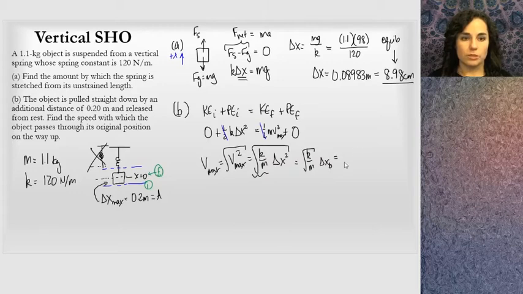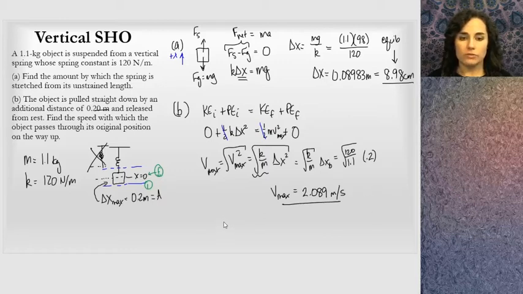So let's plug numbers in. I get the square root of 120 over the mass, 1.1, and then multiply by the amplitude, which is the 0.2 meters in this situation. So when I run all of that through the calculator, I get v max equals 2.089 meters per second, and that would be the answer.